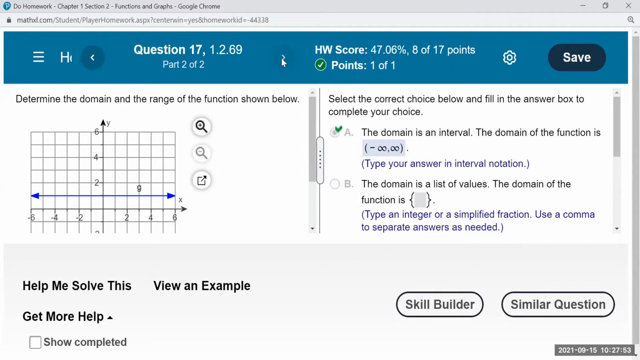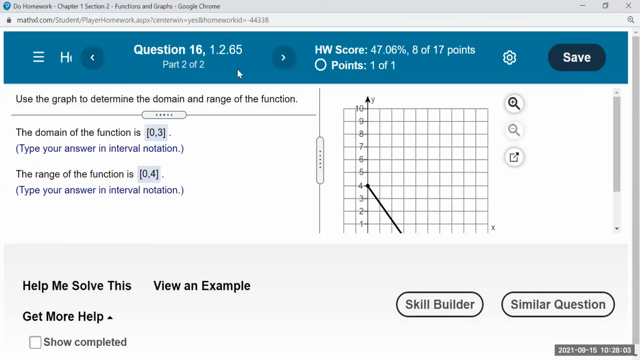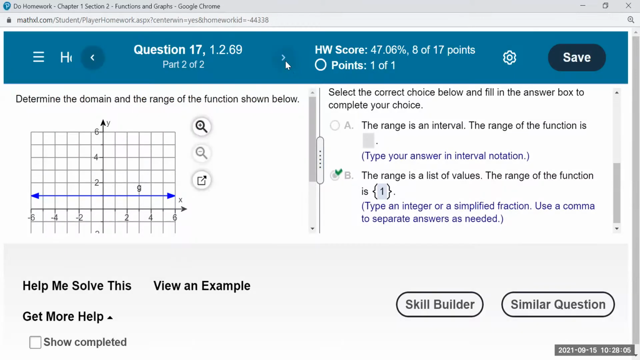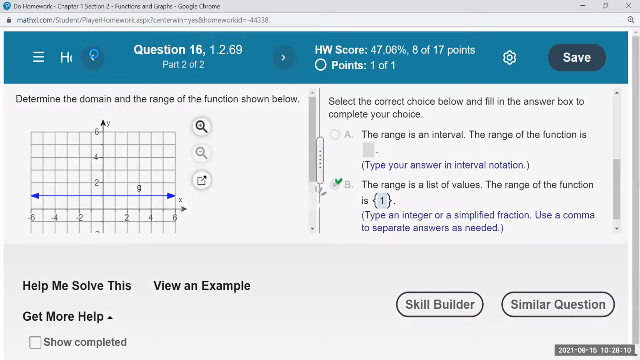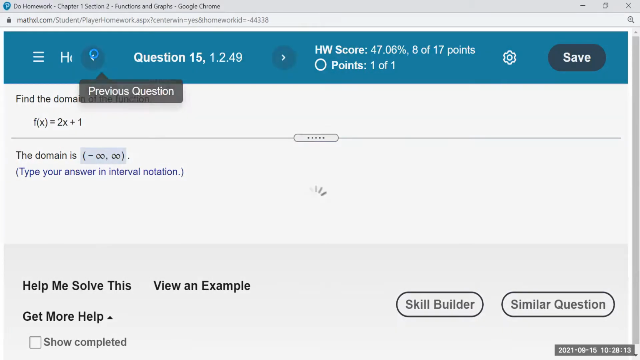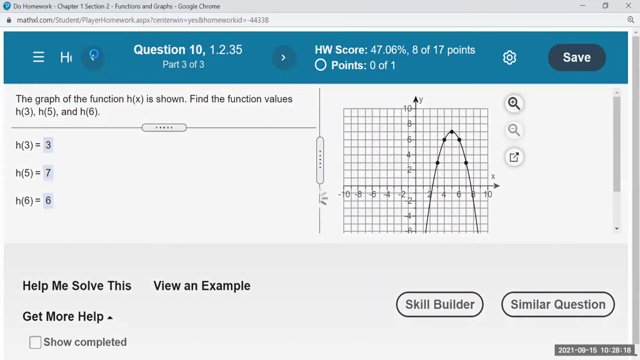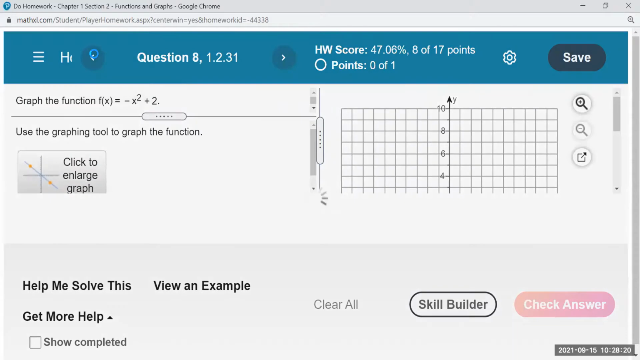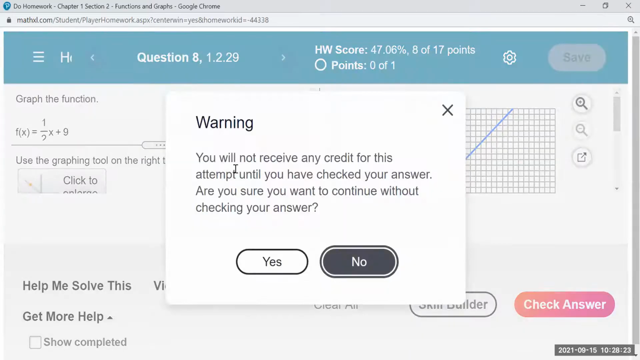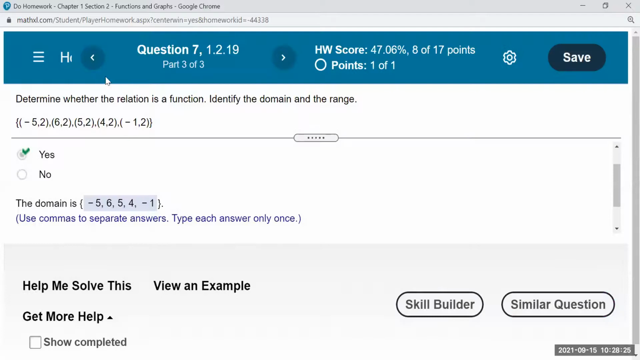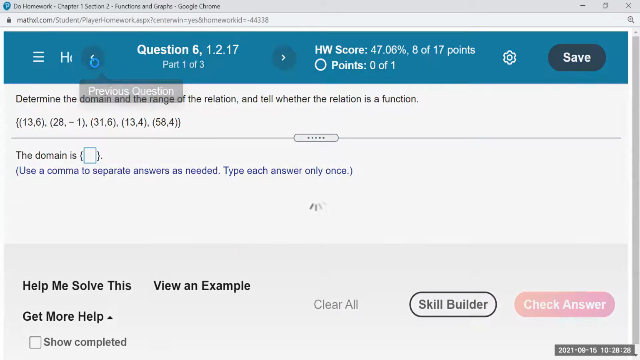One of one, we did that. Oh, this must be all of them then. Let me go to the earlier ones. We did those, we did that. We did those.